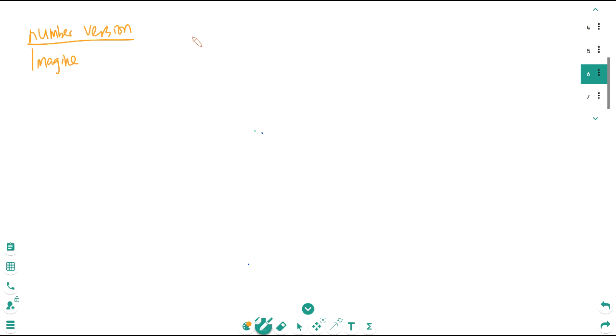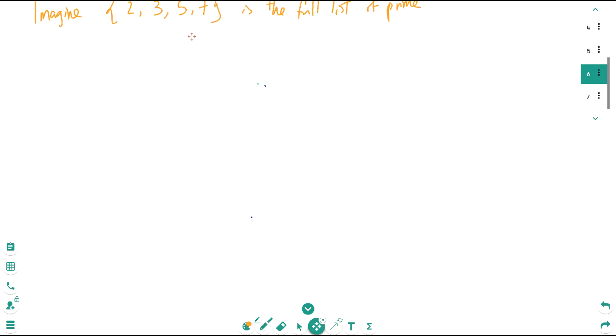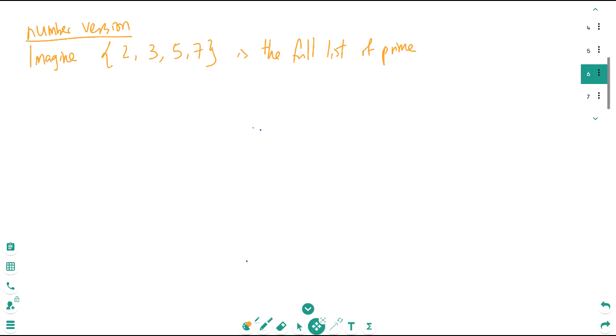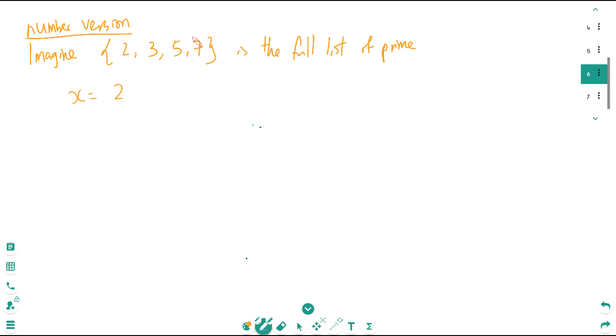So imagine, in my own little world, my little own brain, that 2, 3, 5, 7 is the full list of primes. Someone tells me 11 is a prime, I don't care. In my own world, there are only 4 prime numbers: 2, 3, 5, 7. So I'm saying this is a full list. There's a finite amount, and the finite amount is just 4. Using his trick, I will let x be: x equals 2 times 3 times 5 times 7 plus 1, which is 211.